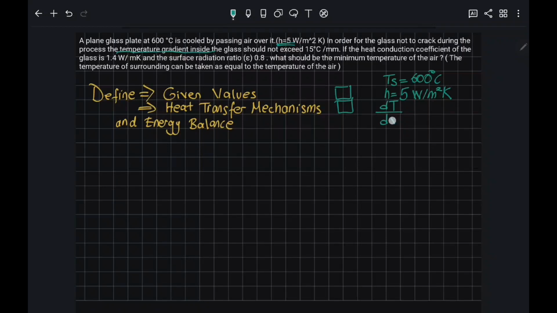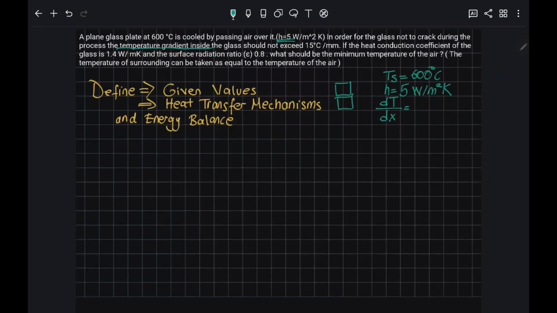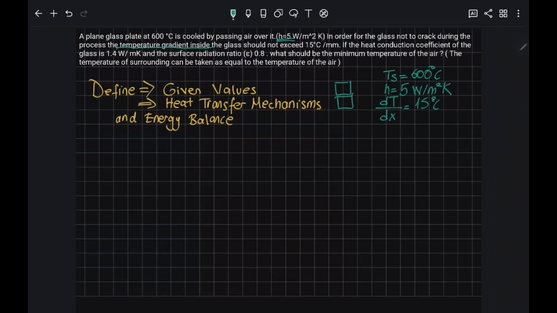dT over dx, right? And it's 15 centigrade degree over millimeter. And the heat conduction, so K value is 1.4 watt over meter Kelvin. And the radiation ratio is 0.8. So I defined given values.